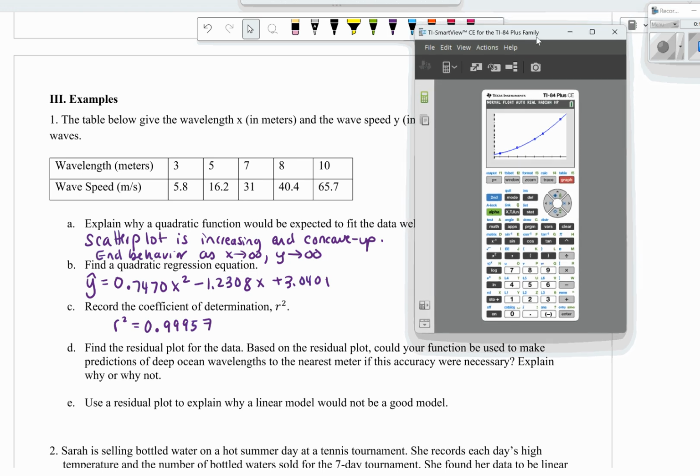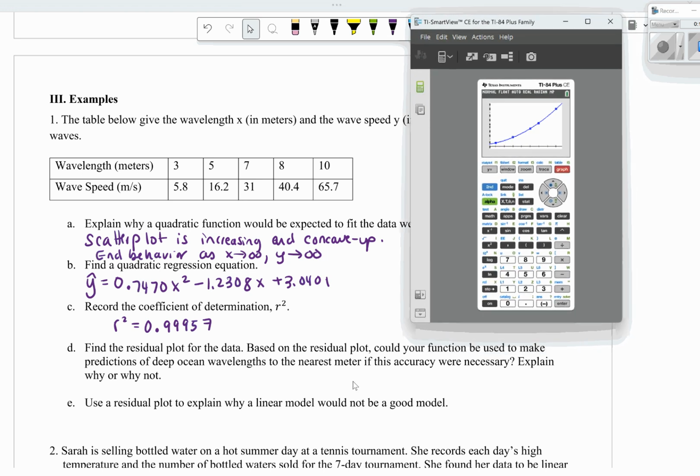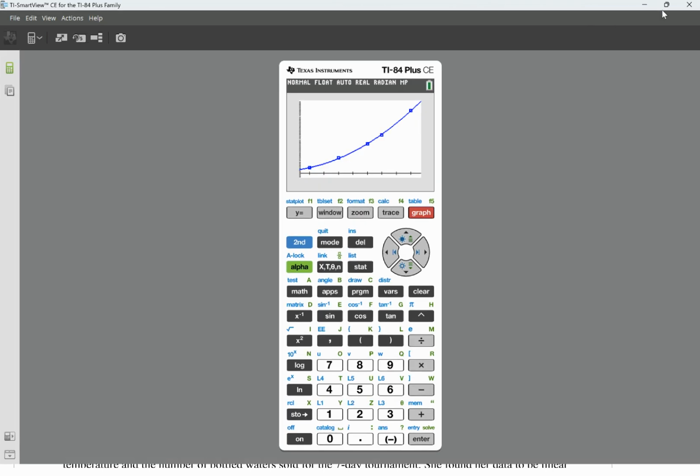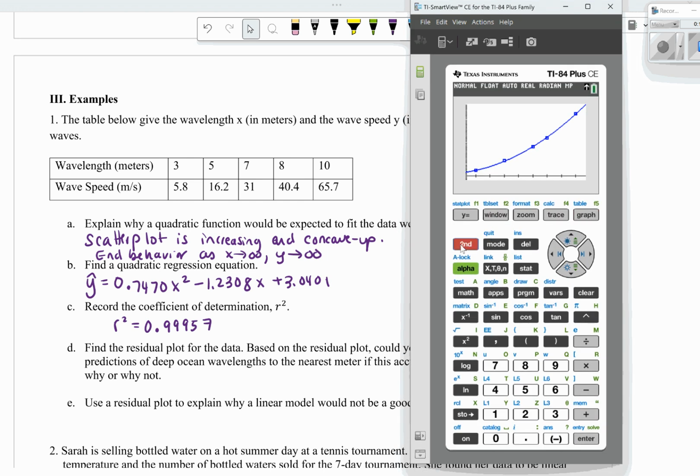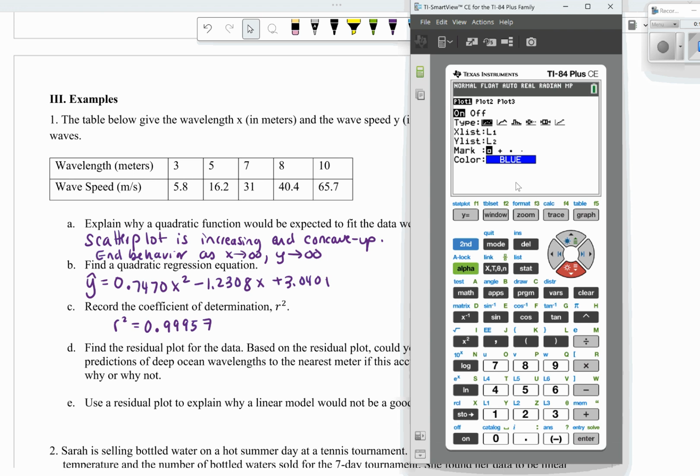Then it says find a residual plot for the data. Based on the residual plot, could your function be used to make predictions of deep ocean wavelengths to the nearest meter, if this accuracy were necessary? Explain why or why not. So, going back to our calculator, let's make our residual plot. So second y equals, we go to our stat plot, and instead of this being list 1 and list 2, we're going to put residuals there.